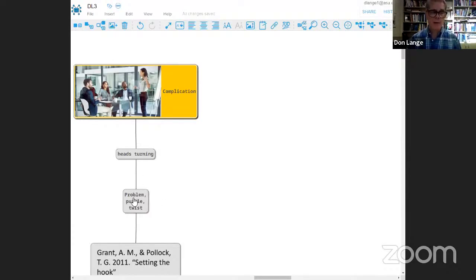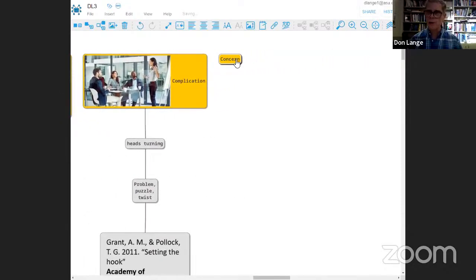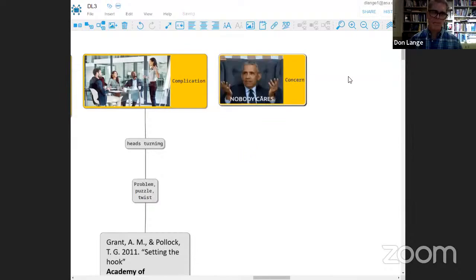But whatever that puzzle, problem, or twist that you find is, the next step is to point out to your readers or to your audience why it's of concern. And that's our third C. So now just refresh again, we've got common ground, complication, and now we're at concern. And concern is basically explaining why anybody should care. So it really isn't enough to find a problem or a twist or a puzzle.